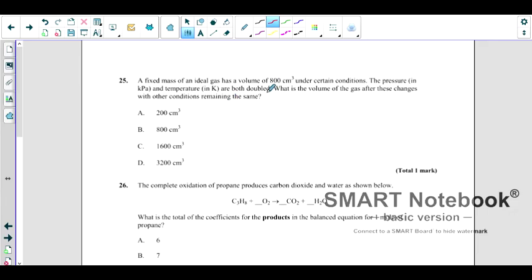A fixed mass of an ideal gas has a volume of 800 centimeter cube. The pressure and temperature are both doubled. We have done this question. If both are doubled, it will have no impact. So the answer will be the same.